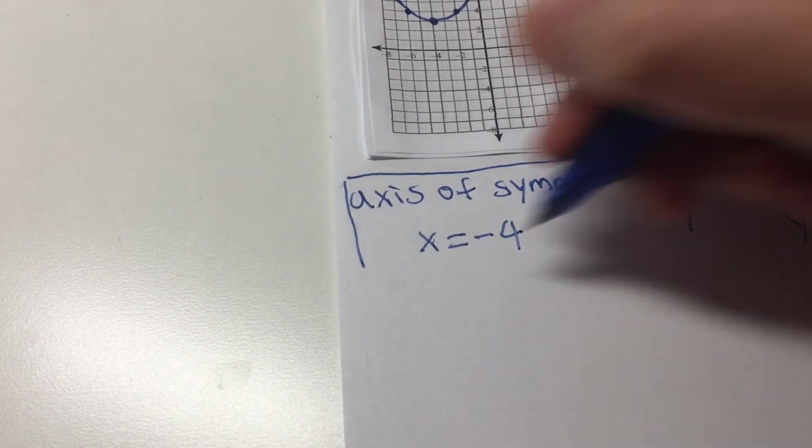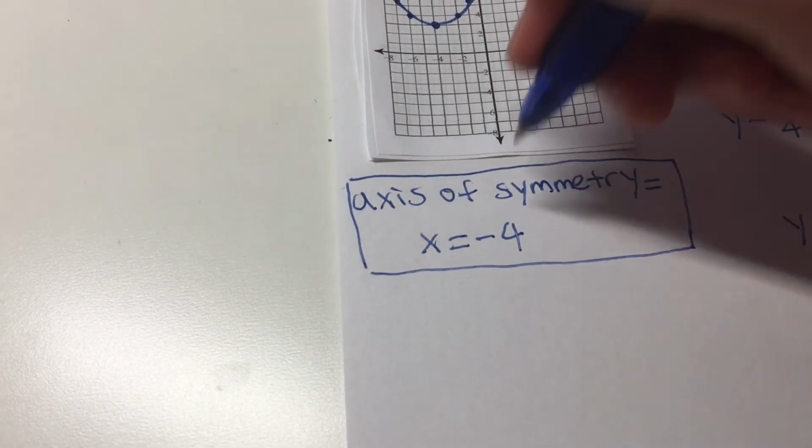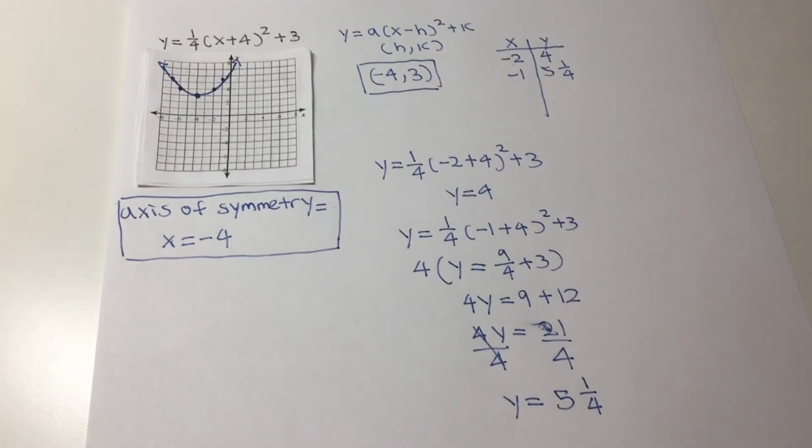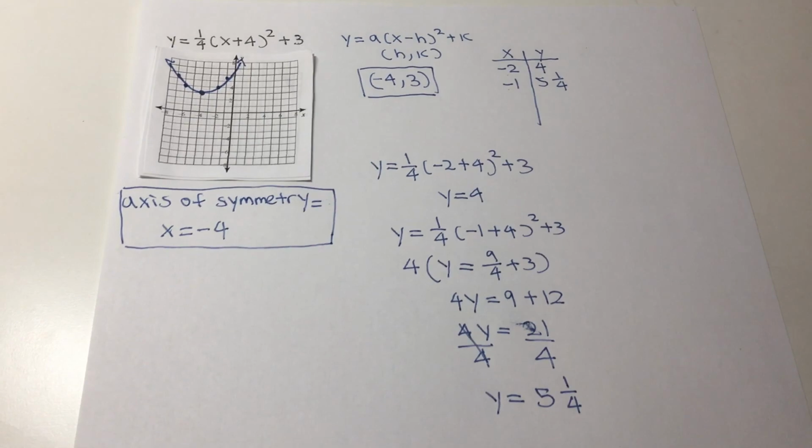And we have completed the problem. We found the axis of symmetry, we got the vertex, and we graphed. That concludes the video of graphing quadratics, and I really hope this video helps.